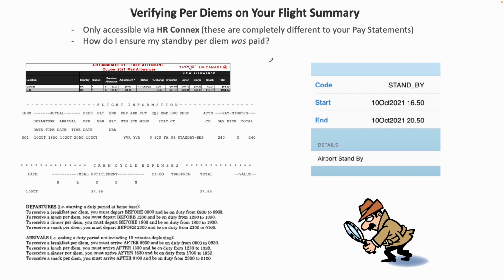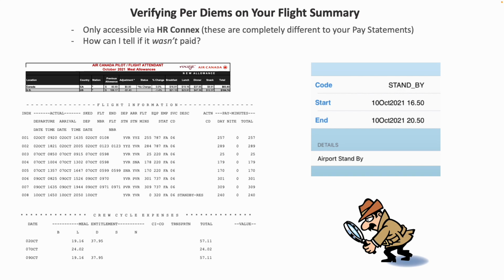How can you ensure that your standby was paid as far as your per diems are concerned? You can look under crew cycle expenses. This standby was on October the 10th. We can see that there is activity for October the 10th in crew cycle expenses, and there was a dinner per diem paid for the standby. So that's perfectly fine. There are no issues there.